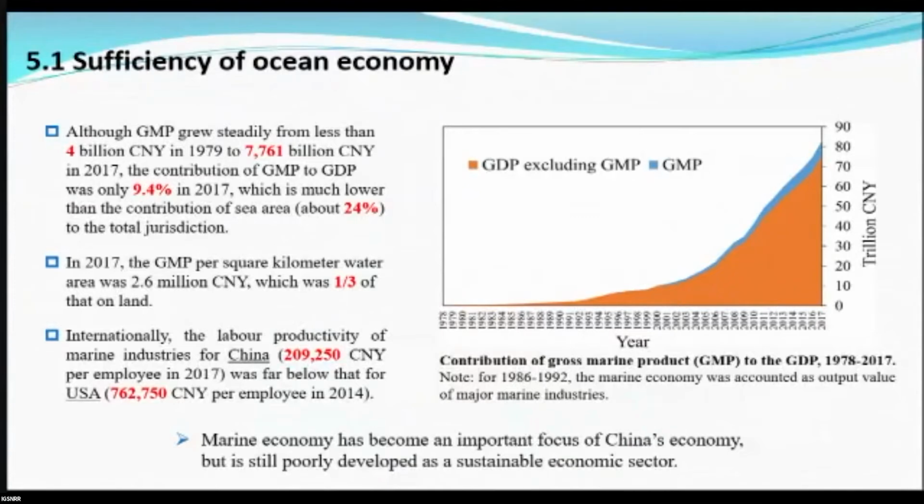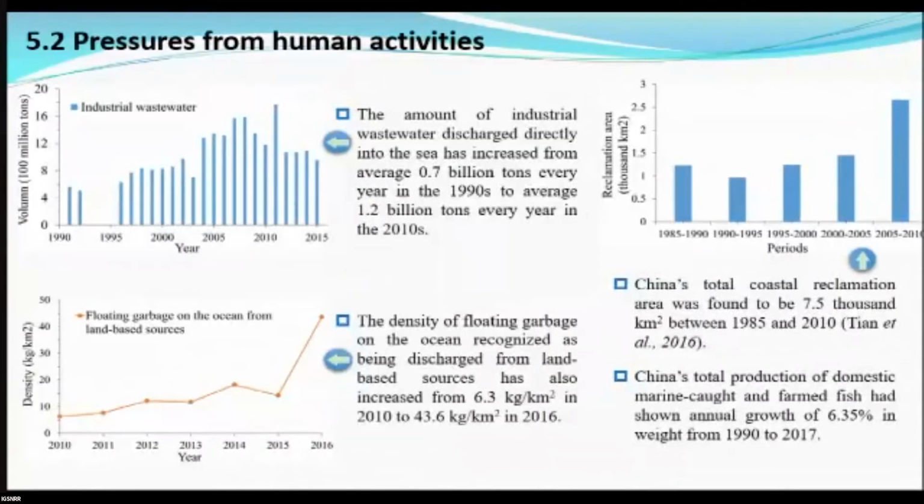Especially the methodology issues. In terms of GMP, gross marine product, China is still lagging behind in comparison with the United States. Marine GMP takes a very small percentage in Chinese GDP. But in terms of land area, the sea area is also a big part of China's land area, and we have not taken that very seriously into consideration as homeland area or homeland security. That's one of the issues.